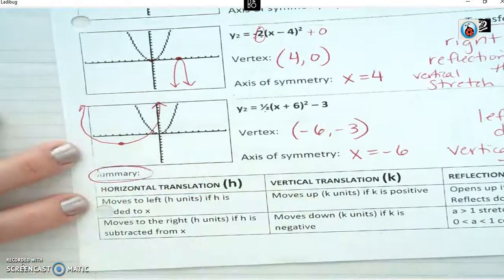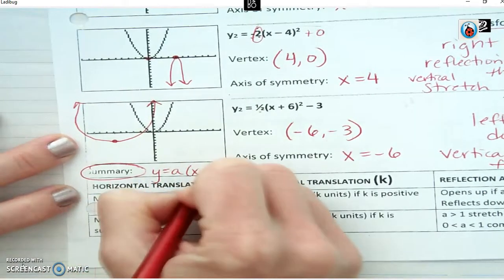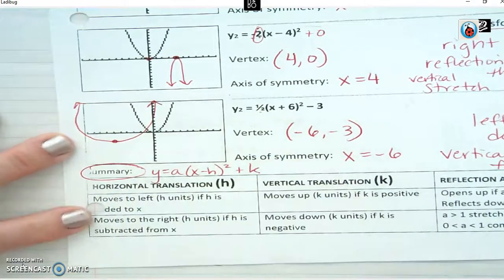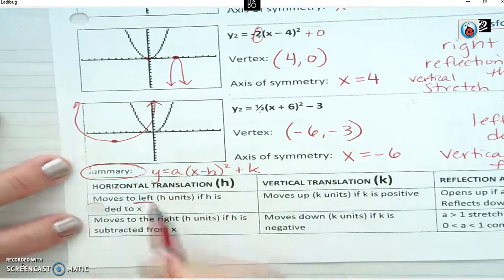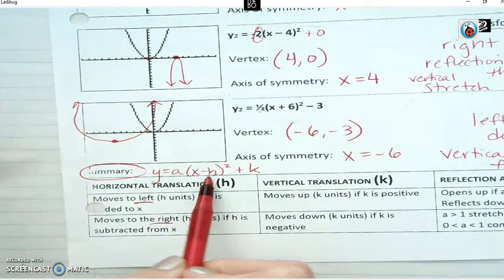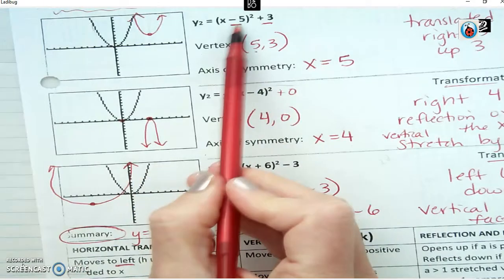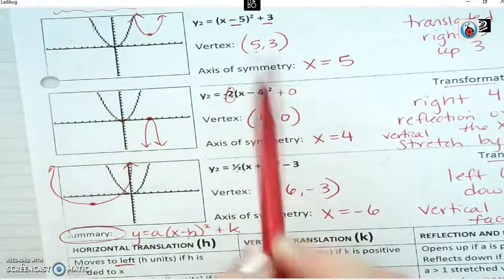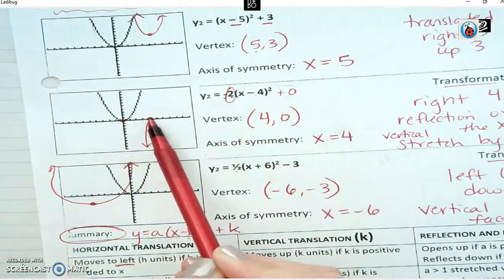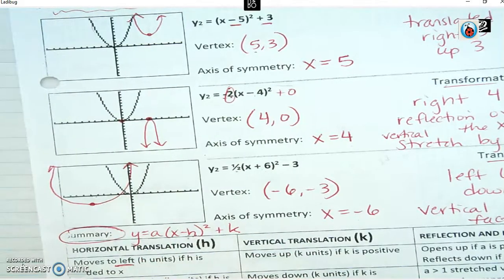All right, so in summary, remember y equals a times (x minus h) squared plus k. The h moves it to the left or to the right. Whatever's in the parentheses is going to move it to the left or the right, and that makes sense. Look at the examples we just did. The 5 moved it to the right 5. The 4 moved it to the right 4. The 6 moved it to the left 6. Remember, you have to do the opposite of what's in parentheses.